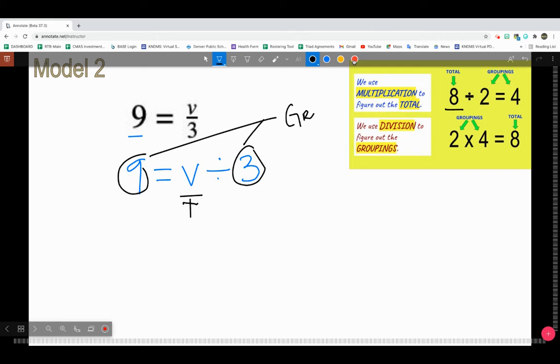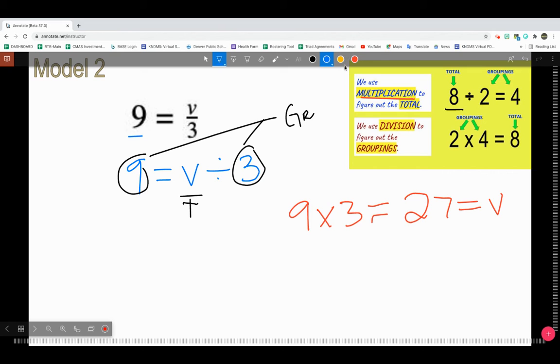So now that I know that I'm looking for the variable that's a total, I know that I need to multiply to find that total. Well, what am I going to multiply? There's only two numbers that I can multiply, the 9 and the 3. So I'll do 9 times 3 equals 27. So right now what I'm saying is 27 is equal to v. I'm not going to say that's the answer yet because I want to go back and plug that 27 into my equation to see if it is true.